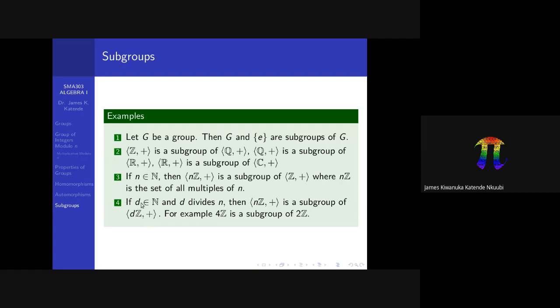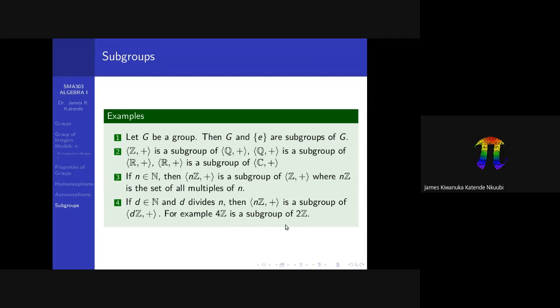So the next one says if d is a natural number and d is a factor of n, then it turns out that nZ will be a subgroup of dZ. So for example, 4Z turns out to be a subgroup of 2Z, because all multiples of 4 is a subset of all multiples of 2. This set of multiples of 2 contains the multiples of 4 as well.